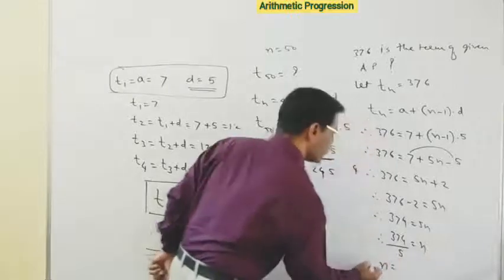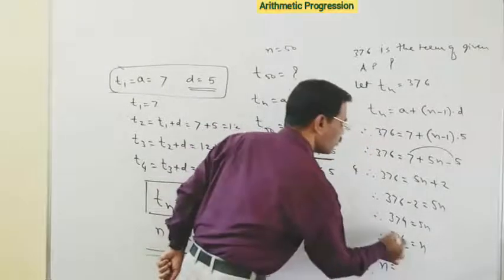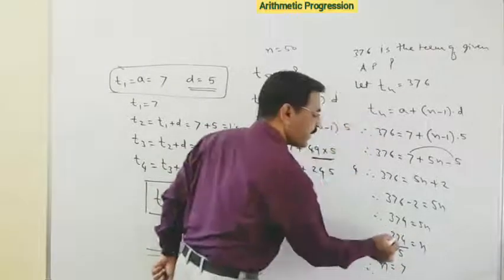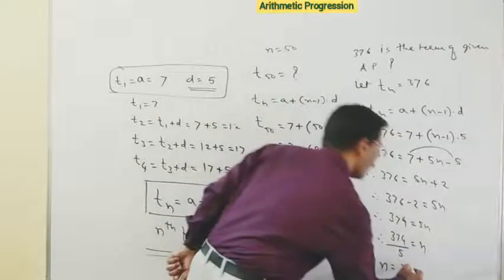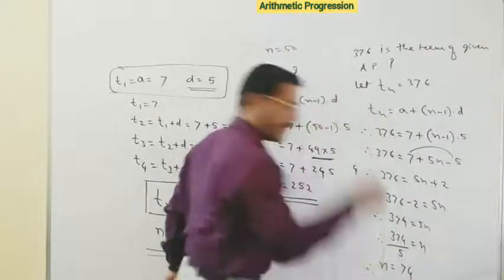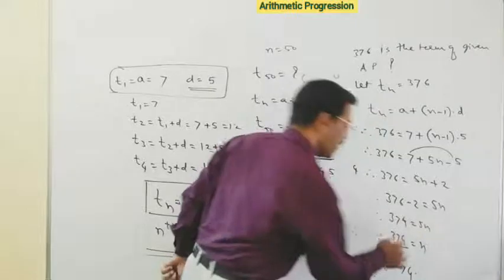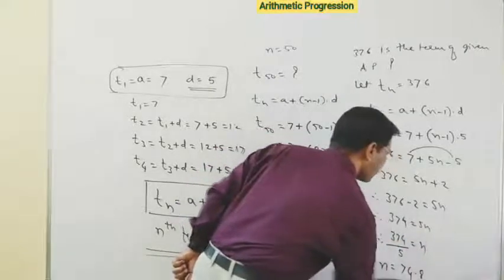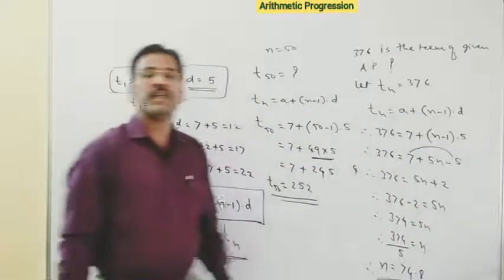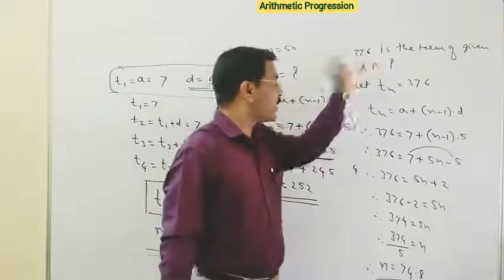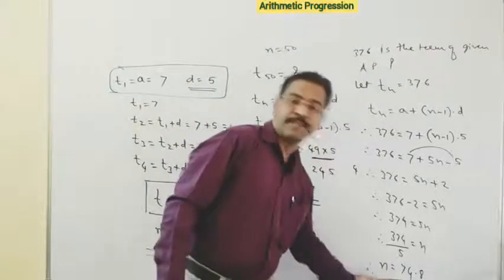Therefore, n is equal to 374 upon 5. Now just divide. What do we get here? 5 sevens are 35, 2 remains, 24. 5 fours are 20, 4 remains, 40. 5 eights are 40. Here it is 74.8. So is 376 a term?